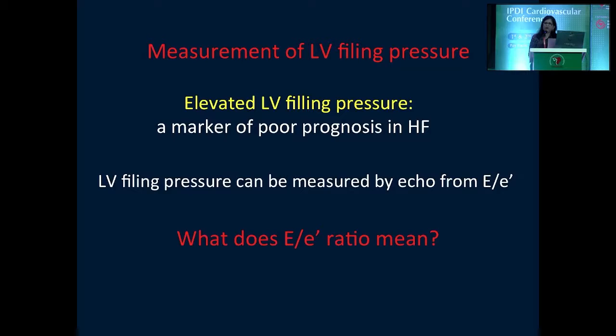Another important clinical application of hemodynamic assessment is the measurement of LV filling pressure, because we know it's the elevated LV filling pressure which gives the symptoms in HFpEF, and it's a marker of poor prognosis in heart failure. So it can be measured. How do we measure it? We measure it by E by E prime ratio. Now what is that E by E prime ratio?